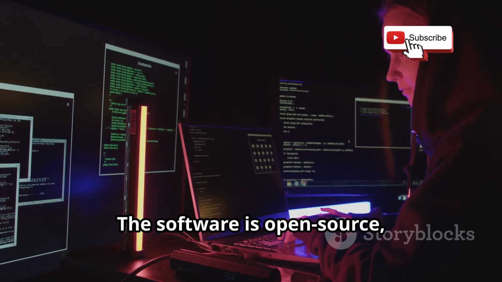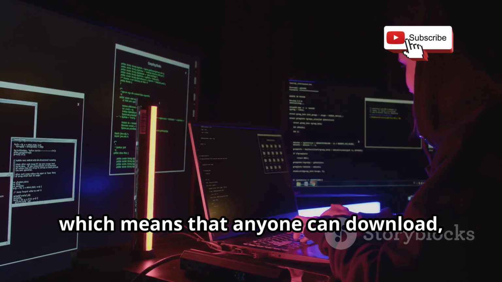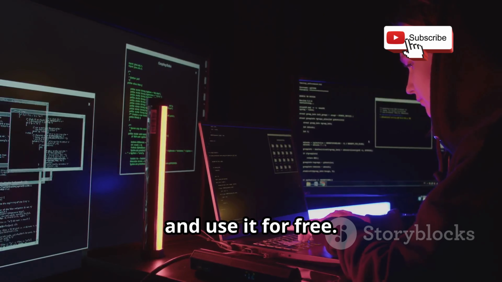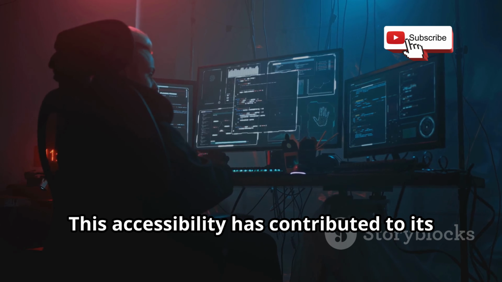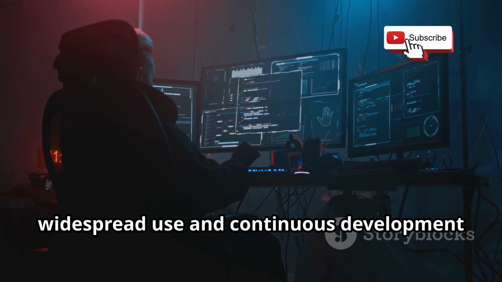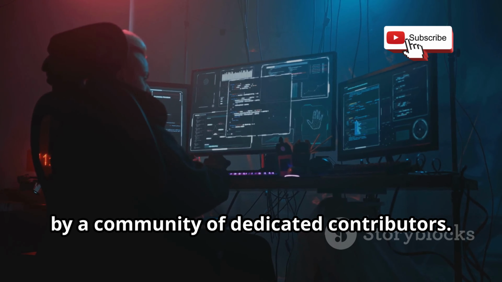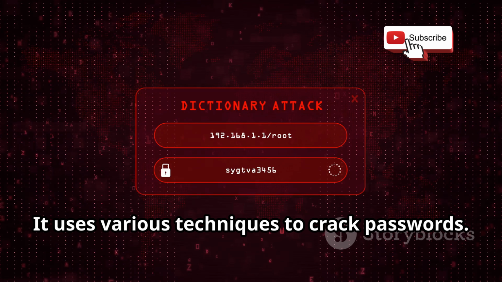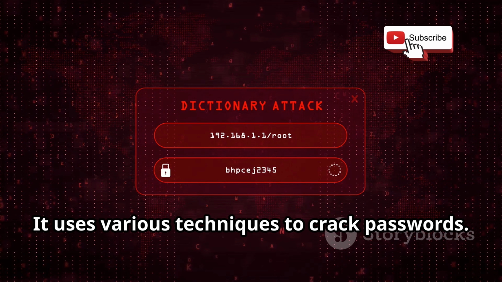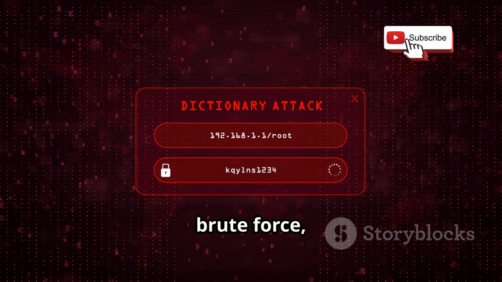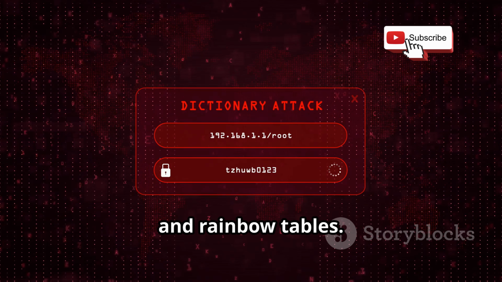The software is open source, which means that anyone can download, modify, and use it for free. This accessibility has contributed to its widespread use and continuous development by a community of dedicated contributors. It uses various techniques to crack passwords. These include dictionary attacks, brute force, and rainbow tables.